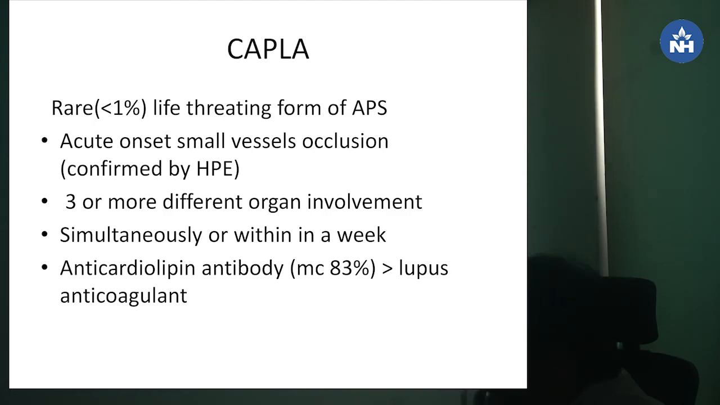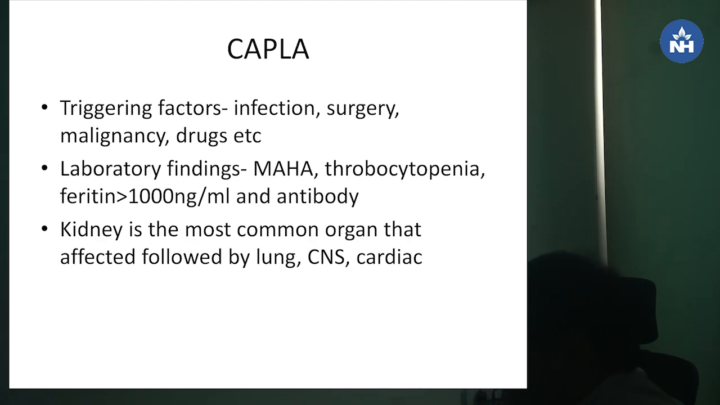Now catastrophic APLA. It is a rare but life-threatening form. Acute onset small vessel occlusion confirmed by histopathology. 3 or more different organ involvement simultaneously or within a week. All 3 organs will be involved, and anti-cardiolipin antibody is high and lupus anticoagulant also high. So these 4 are the main criteria for catastrophic APLA. Triggering factors will be there like infection, surgery, malignancy, drugs. Laboratory findings such as microangiopathic hemolytic anemia, thrombocytopenia, ferritin more than 1000 nanogram per ml, and antibody positive as I told earlier.